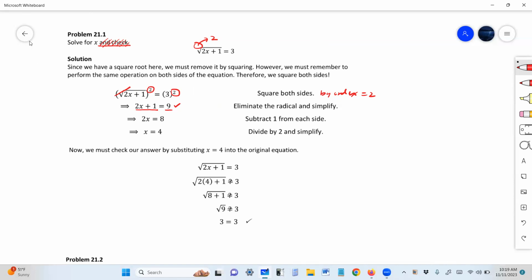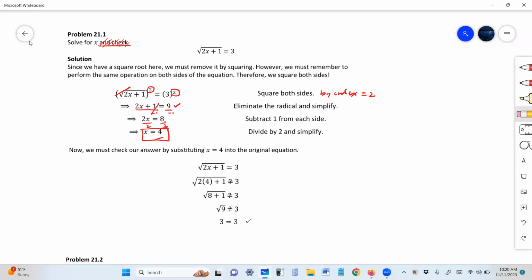Minus 1 on both sides, right? Minus 1, minus 1. I get 8, and I get 2x. Divide both sides by 2, and we get 4. This is the answer that we got, but we have to make sure that this is correct.